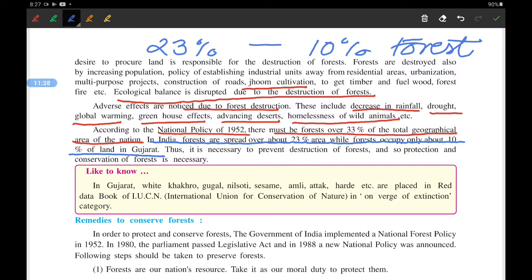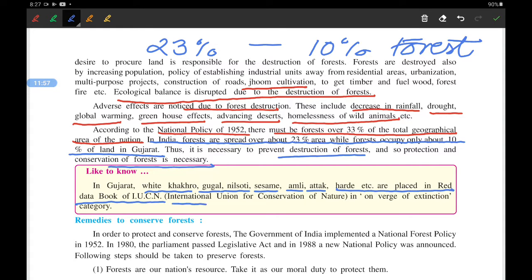Okay, that is very less. Thus, it is necessary to prevent destruction of forest. So, protection and conservation of forest is necessary. In Gujarat, white khakro, gugal, milsoti, sisam, amli, atak, hardi, etc. are placed in the Red Book of IUCN.